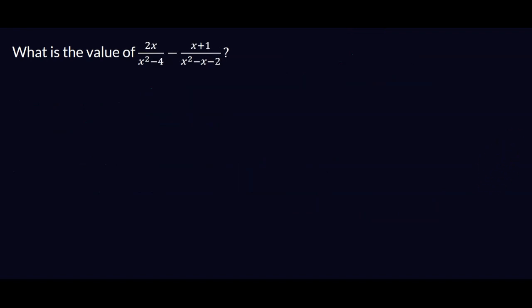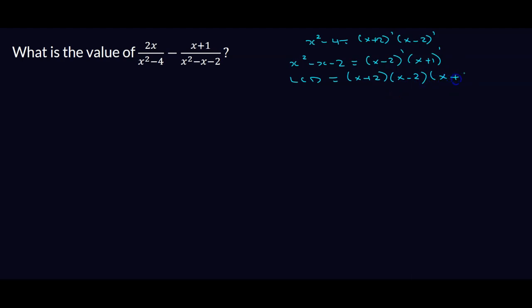And then finally, we're going to try to solve this. x squared minus 4 is the same as x plus 2 to the power of 1 multiplied by x minus 2 to the power of 1. And then we have x squared minus x minus 2, which is going to be x minus 2 multiplied by x plus 1 all to the power of 1. So your least common denominator is going to be x plus 2, x minus 2, and then x plus 1.